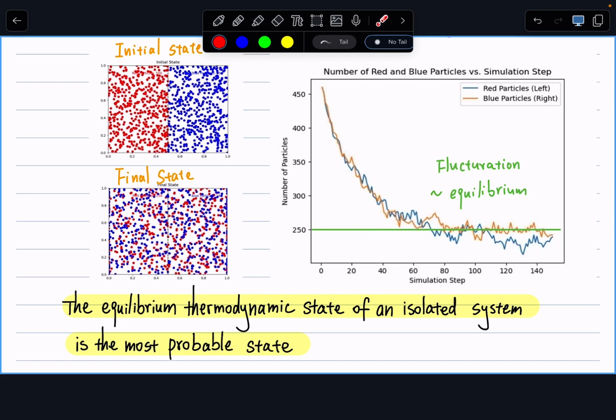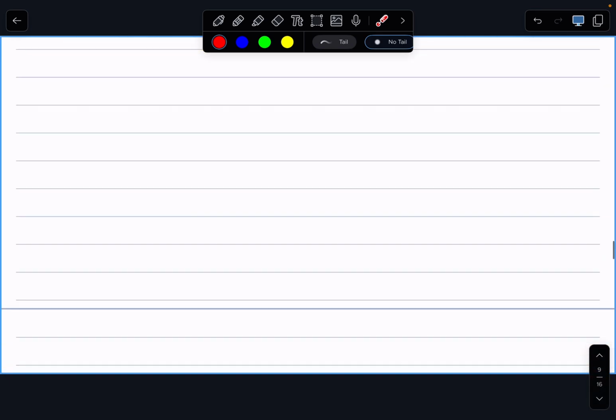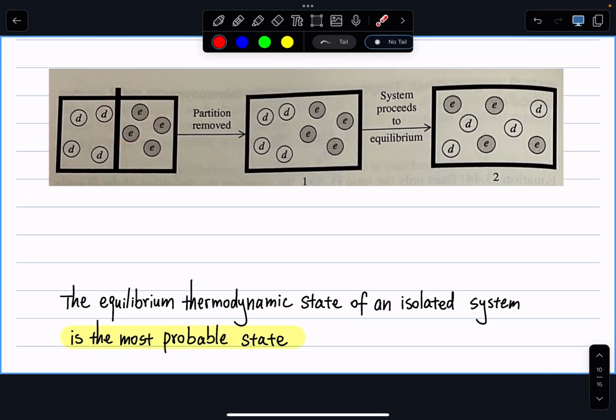And now let's do the derivation together to see how exactly entropy is linked to probability. But before we do that, let's see if we have any questions on this part. Nope? Okay. Now let's do our derivation.